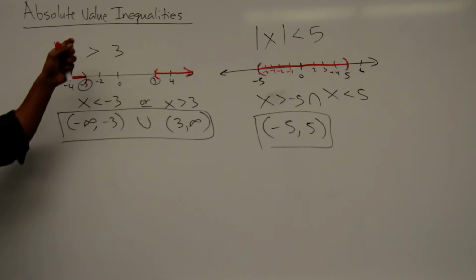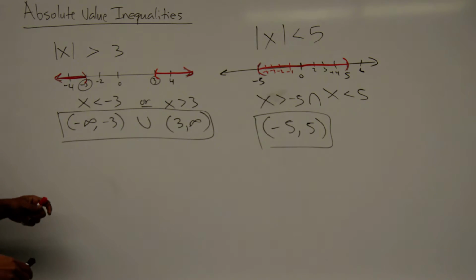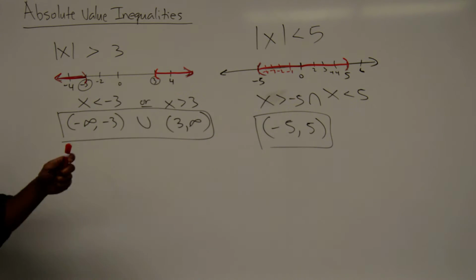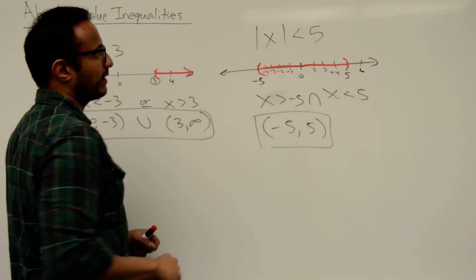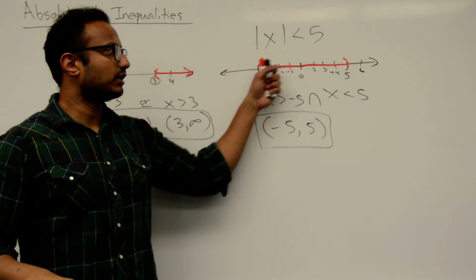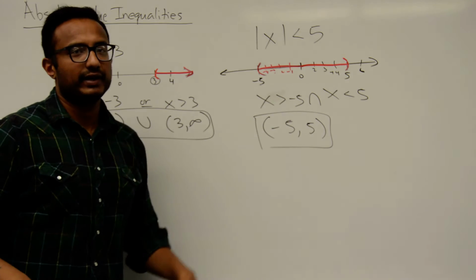In general, for greater than, you're going to get a union because you have two different sets. For less than, you want numbers to be less than 5 on this side and less than -5 on this side. So you're going to get an intersection, which you write like this.